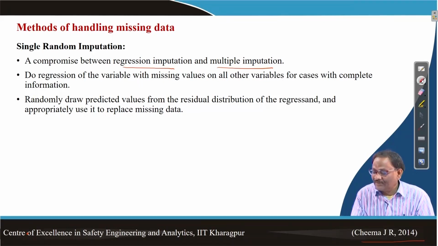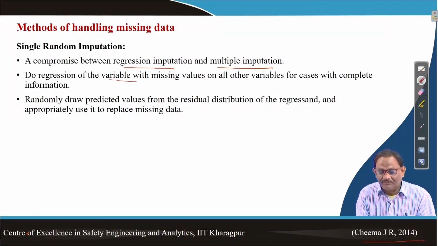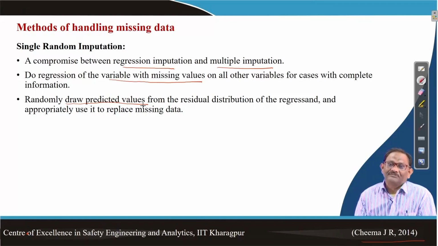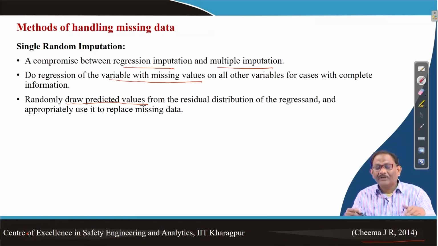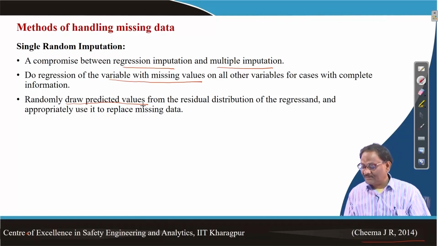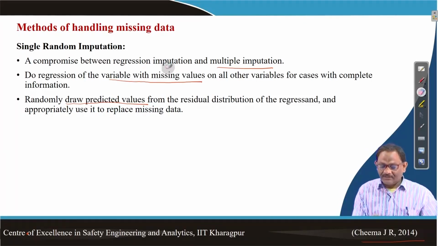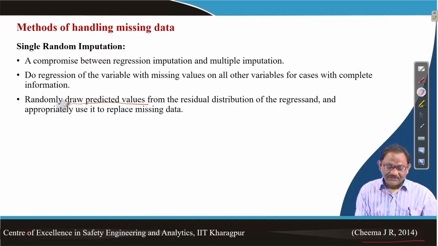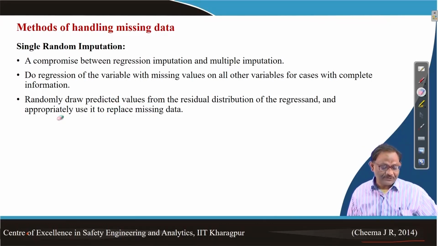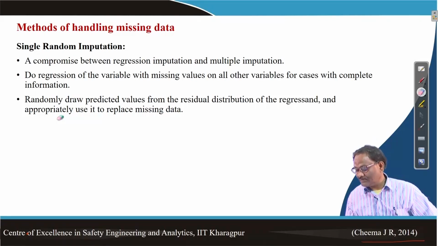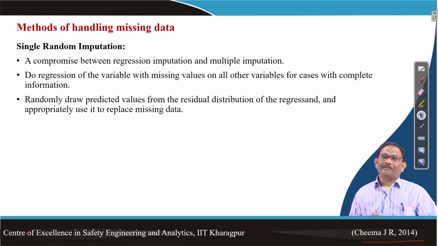In what way is it done? Regression of the variable with missing values on other variables, and randomly draw the predicted values from the residual distribution. So first you do regression with other variables, then you randomly draw, meaning create several databases, so that you will be able to enjoy both the advantage of regression imputation and multiple imputation.